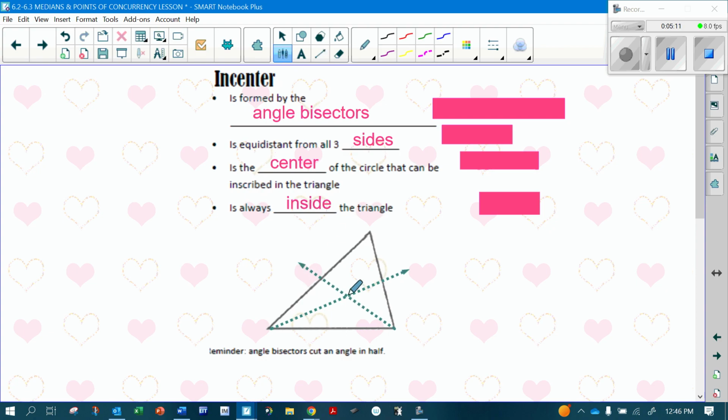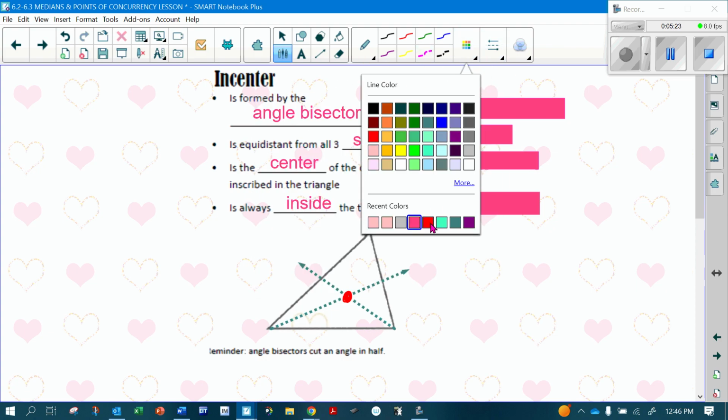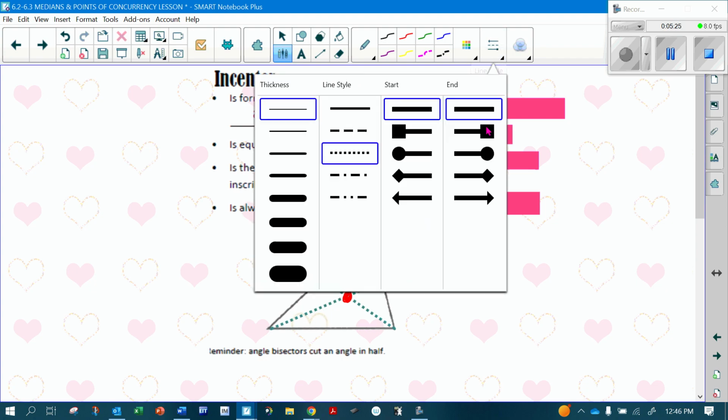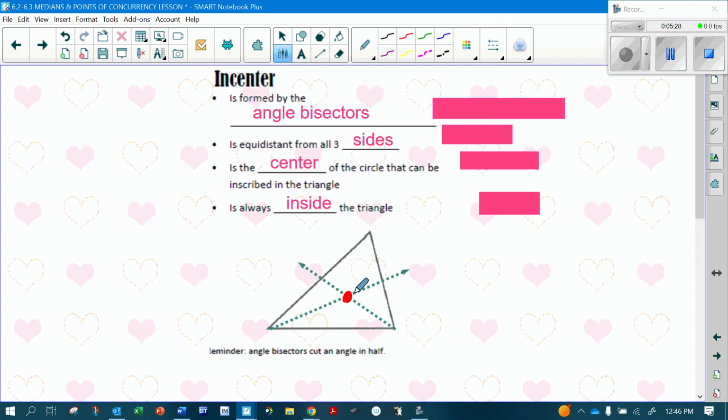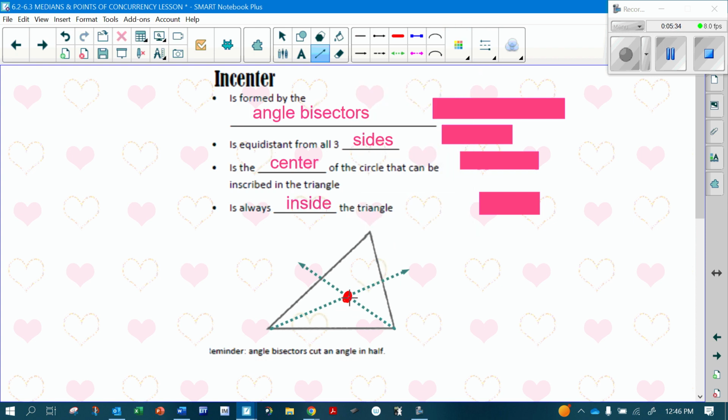So now this point right here, this is my incenter, okay? And the incenter is the same distance to all of the sides. So now if I go here, well, dadgummit, I need this to be red. All right, so now if I go here, I'm going to draw a perpendicular line to each side.